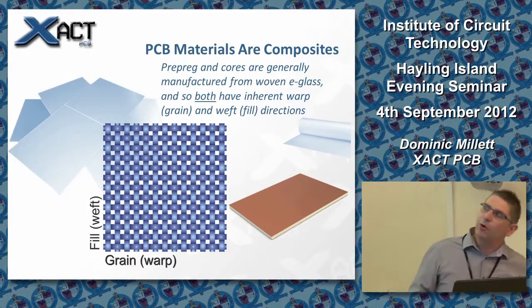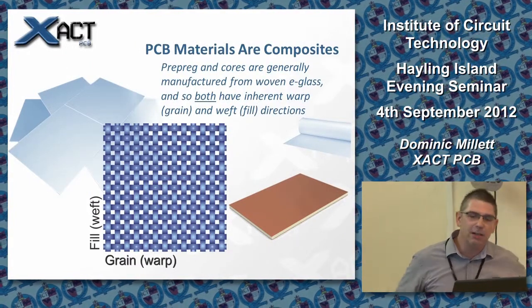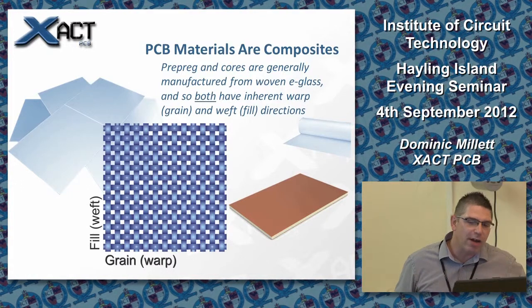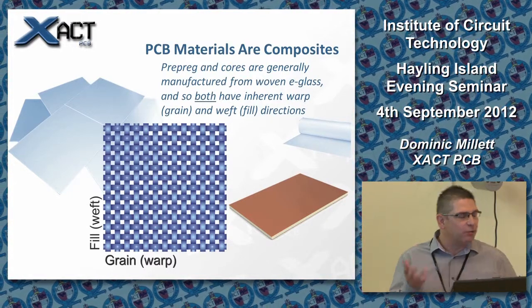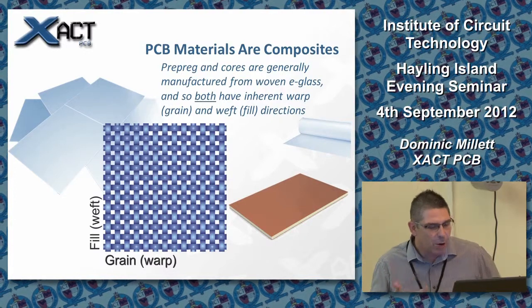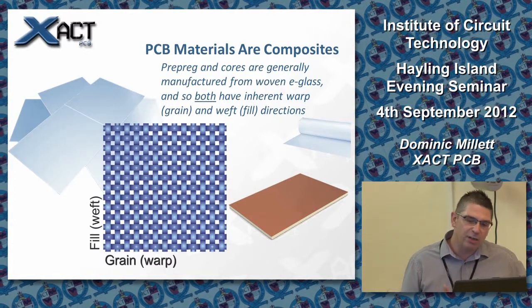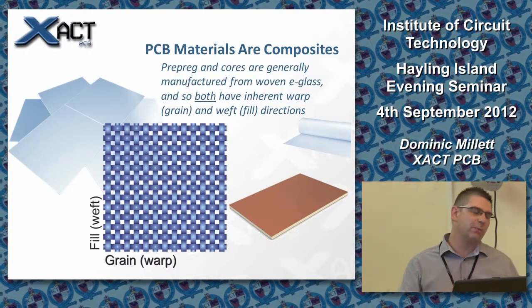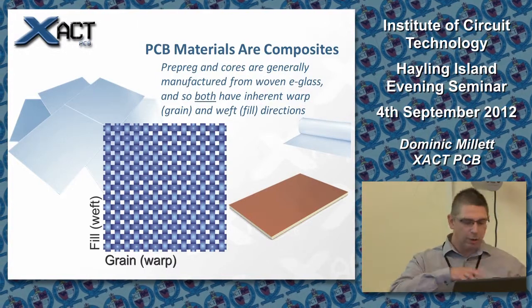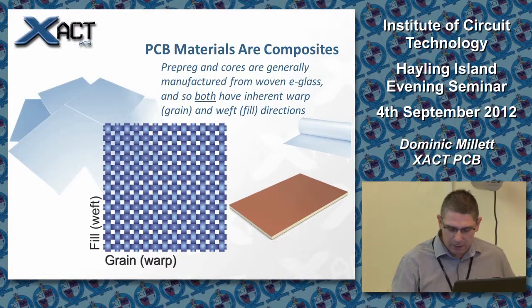Why do you get material movement? Basically, PCB materials are composites. The prepreg and cores are generally manufactured from a woven E-glass. That's an electronic grade epoxy glass. And so we have both an inherent warp and weft direction, because the materials are made of effectively a cloth which is covered in the epoxy.